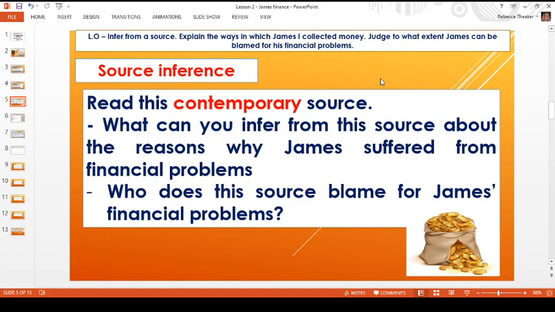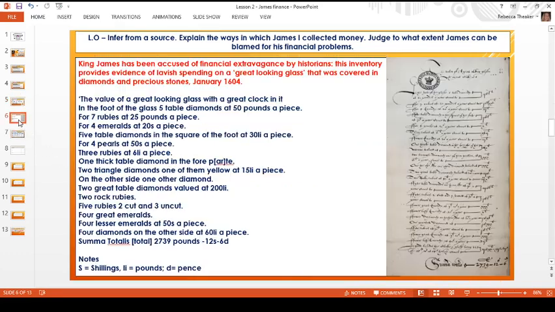So what I want you to do is have a good look at this source. I want you to tell me, what can you infer from this source about the reasons why James suffered from financial problems, and who does this source blame for James's financial problems? So first of all, what can you infer? Remember, infer means learn. So what can you learn about the reasons why James suffered from poor finances? And 2, who does this source blame for James's financial problems?